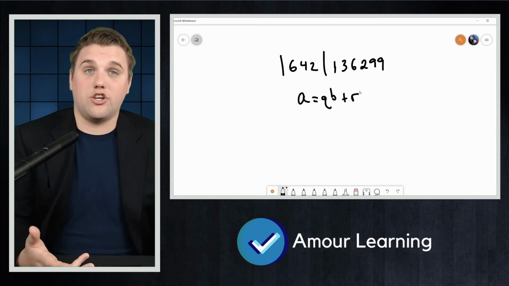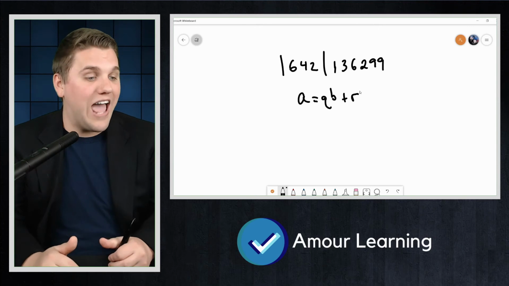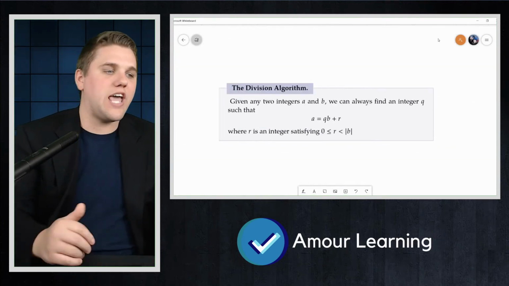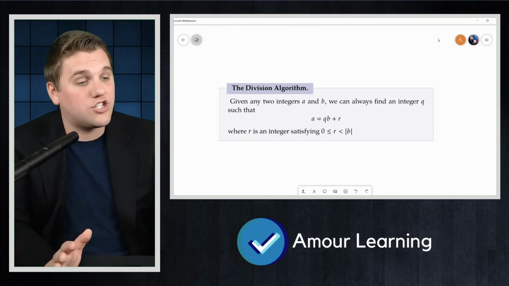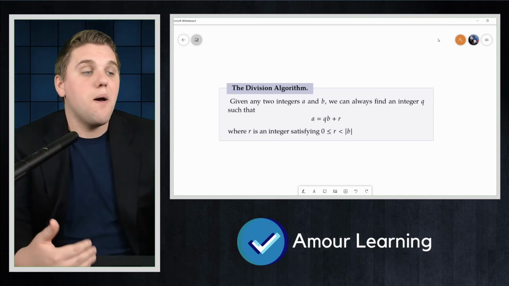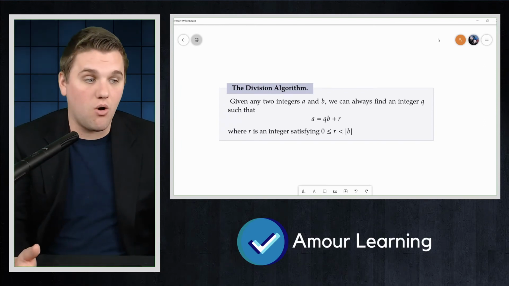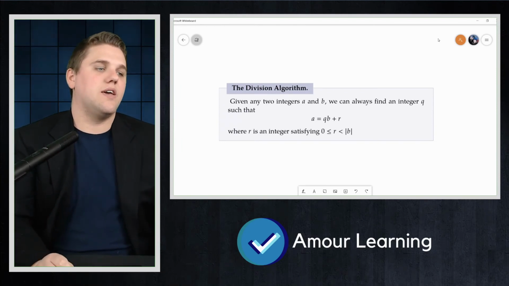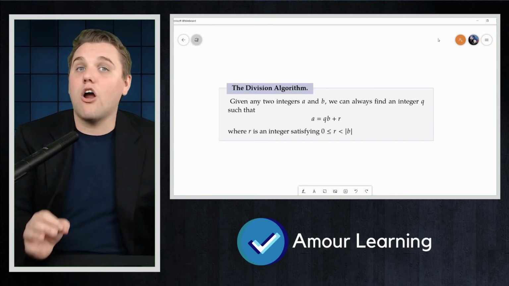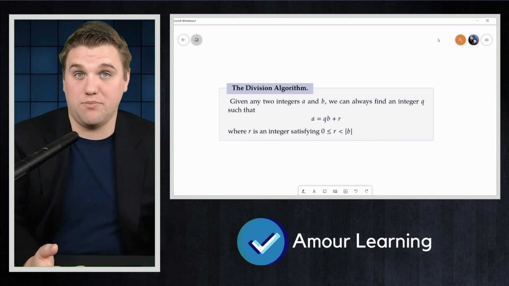Due to the procedural nature that can be used to find the remainder, this fact is usually called the division algorithm, which looks like this. Given any two integers a and b, we can always find an integer q, the quotient, such that a equals q times b plus r, where r is an integer satisfying that it's greater than or equal to 0, but it's strictly less than b. It's the remainder. The idea is that we can always take a large enough multiple of b so that the remainder r is as small as possible.